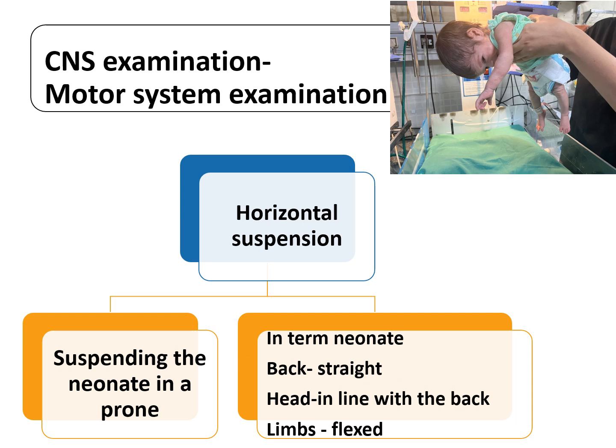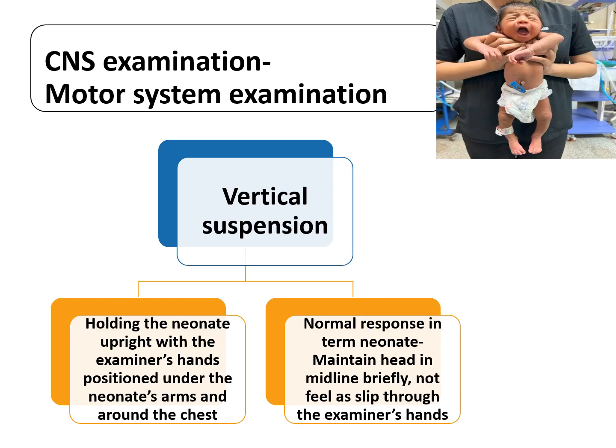Normally, in the full-term baby, the back will remain straight, the head is in the midline and the limbs are flexed. In vertical suspension, we hold the neonate in an upright position by keeping our hands under the neonate's arms around the chest. Normally in the term baby, the baby will maintain the head in the midline for a short period of time and we will not have the feeling that the baby is slipping through our hands if the baby has normal tone. While in hypotonia, a slipping feeling can be there and we are not able to hold the baby for a long time.